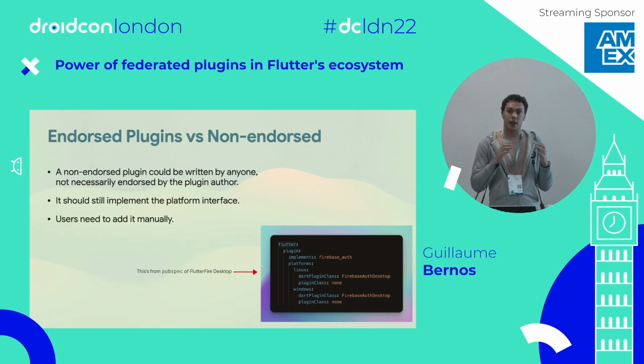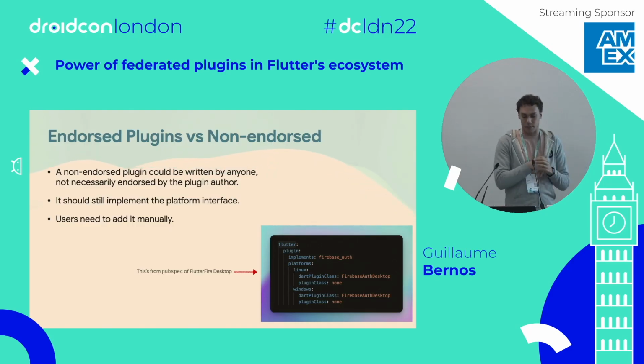So you could just create the Linux part of this plugin, for instance. Say you are implementing Firebase Auth, and you are implementing the Linux part, and you could use it alongside the official plugin without having to change it. So that can be really useful if a plugin will never support Linux, but you still want Linux, so you can implement it on your side, still get all the new benefits of the plugin being updated, but you have the Linux implementation on your own. But the user will need to add it manually.